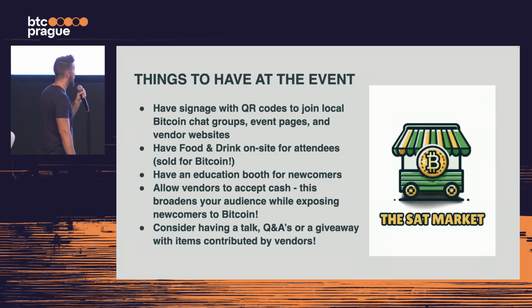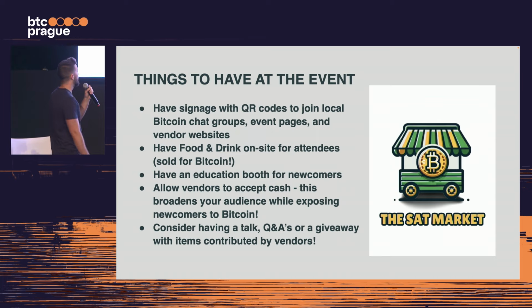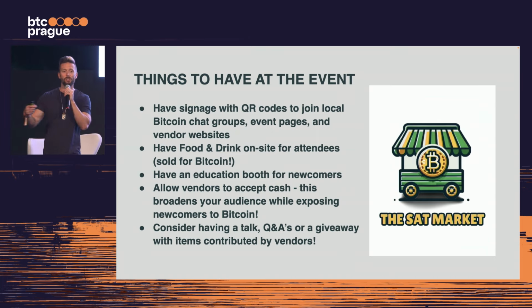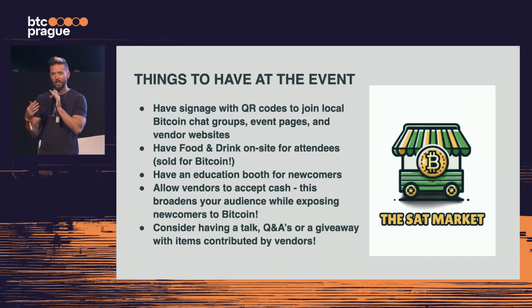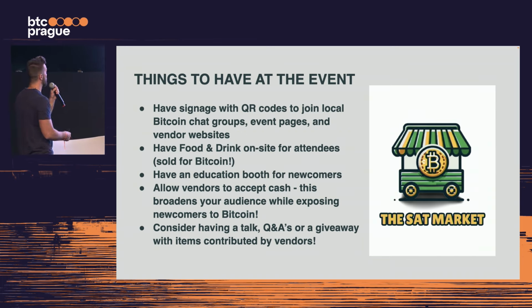So, some things to have at the event. Again, signage with QR codes so anybody walking in the door can join up to those social groups that you have, so those group chats. Same with event pages, vendor websites, whatever you want, have it easily scannable so people can click it right away.